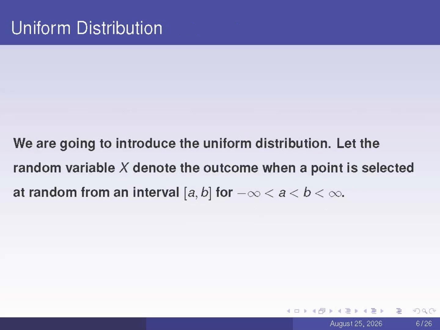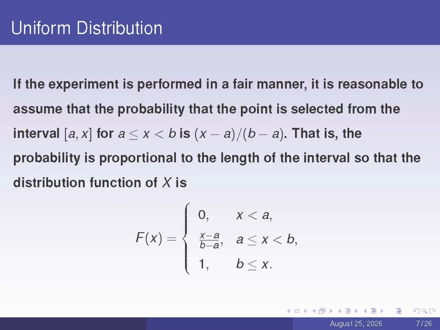We are going to introduce the uniform distribution. Suppose that the random variable X represents a point selected at random from the closed interval from a to b. If the experiment is performed in a fair manner, it is reasonable that the probability of the point being selected from the closed interval a to x is (x - a)/(b - a). That is, the probability is proportional to the length of the closed interval.